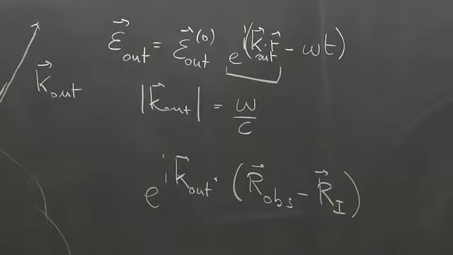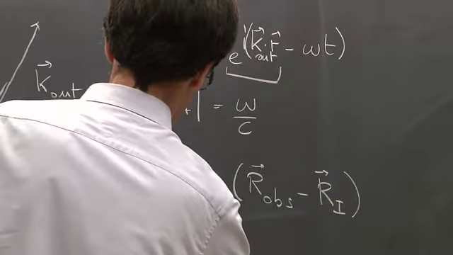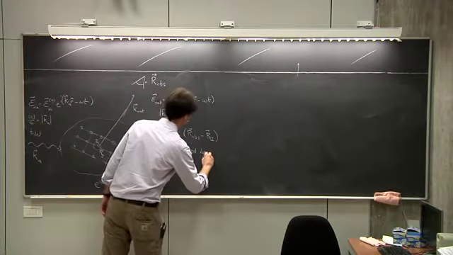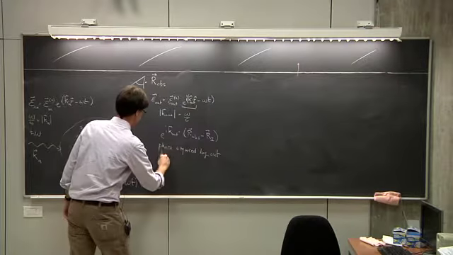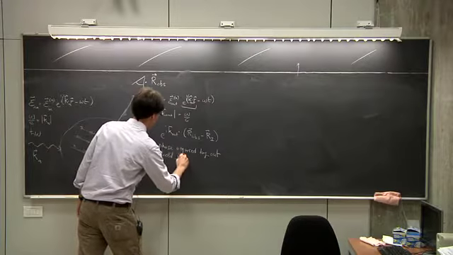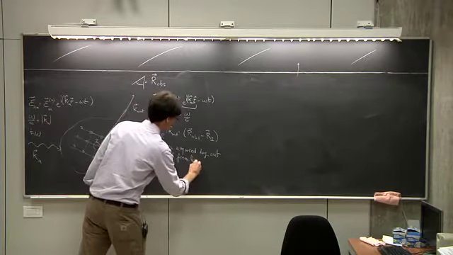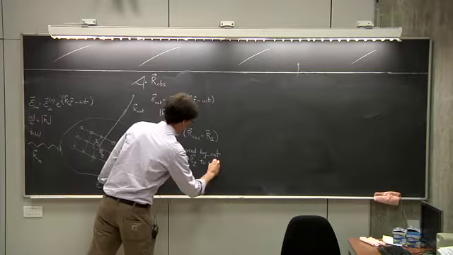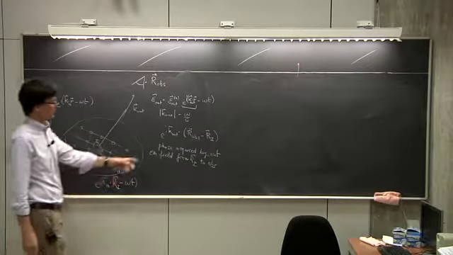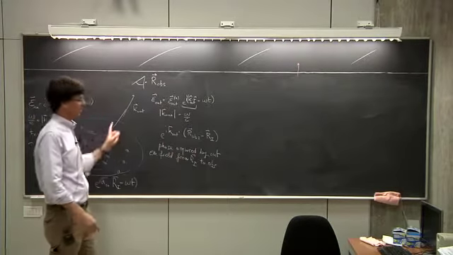Right? So this is the phase, let me say it again, this is the phase acquired by the outgoing electromagnetic field from Ri, the position where it was emitted, to the observer. Right? Do we all agree with this? If I go from here to here, the phase of the outgoing field will differ by this amount, just the difference of the electromagnetic field at a given time between here and here.